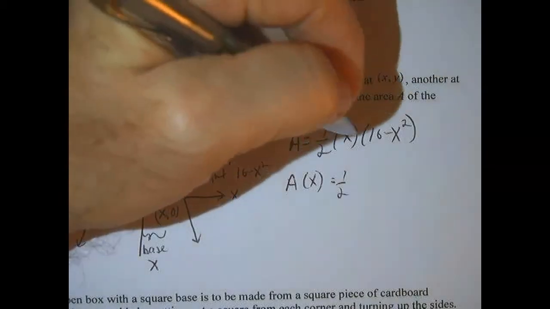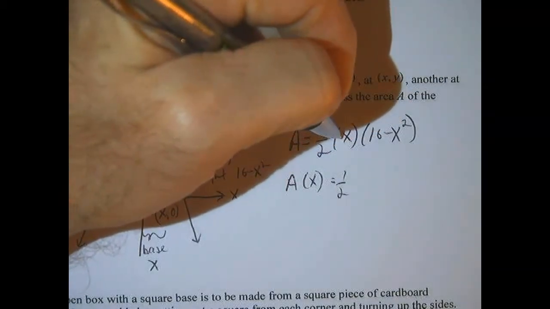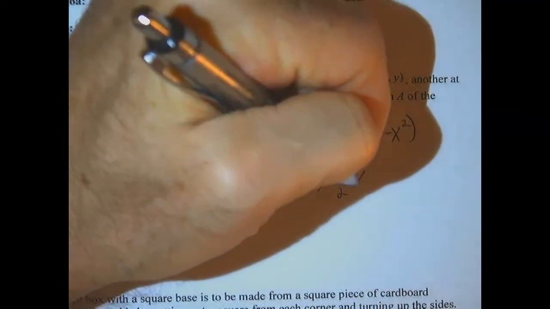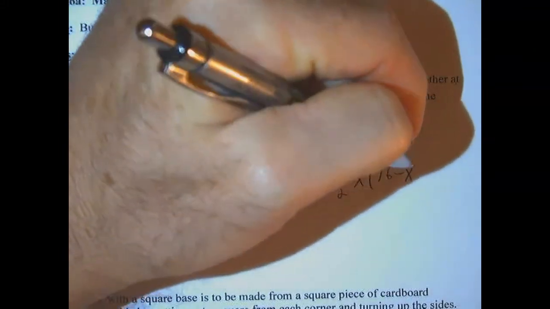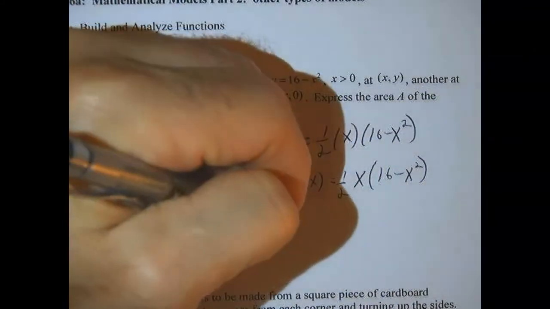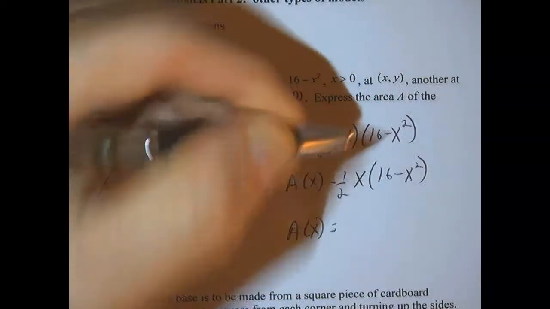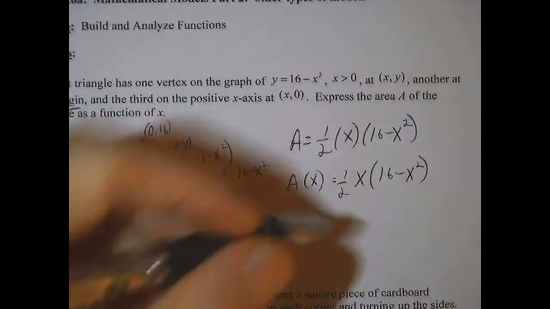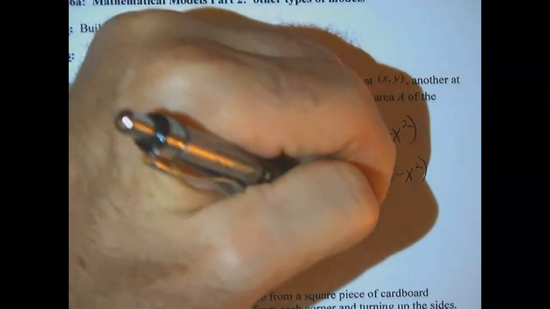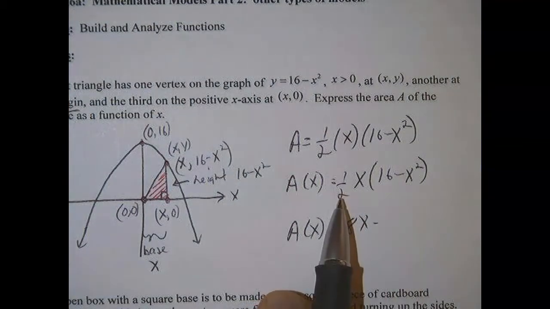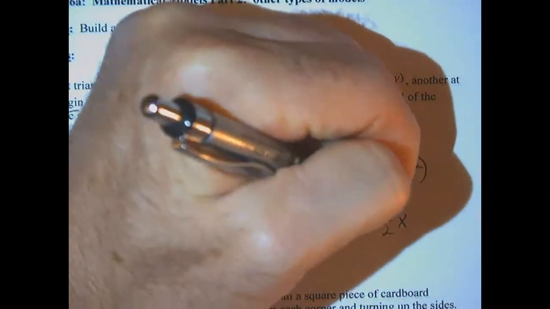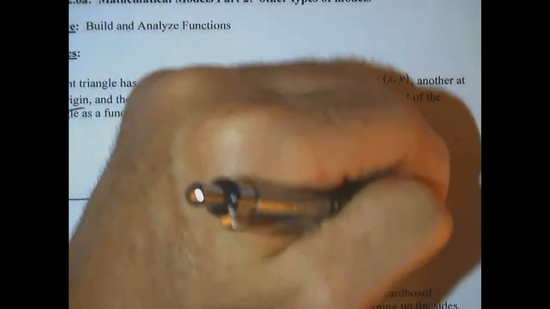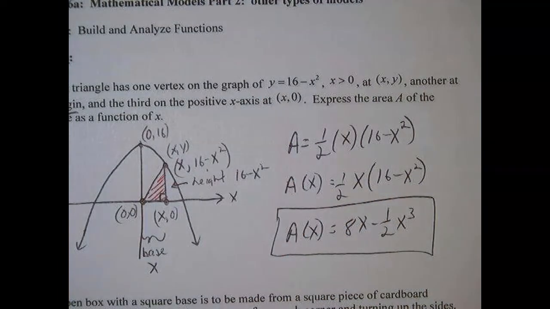Let me do it in steps. Okay, 1/2 x, 16 minus x squared. And that would be A of x. Our final version now would be 8x minus 1/2 x to the third. And there it is, the area as a function of x.